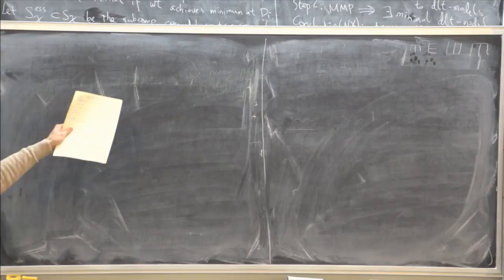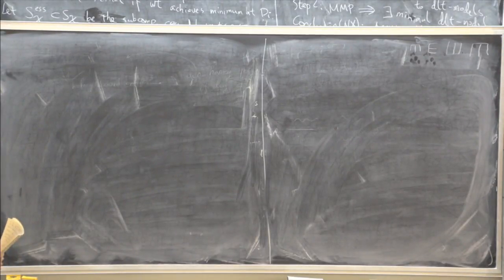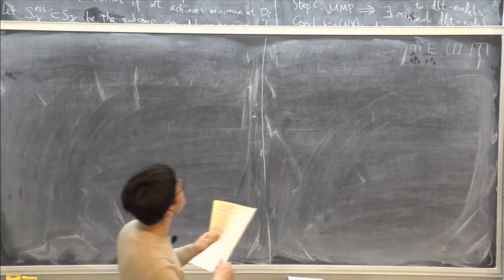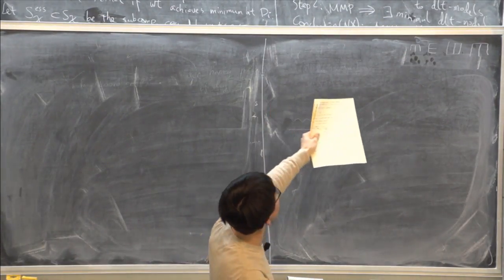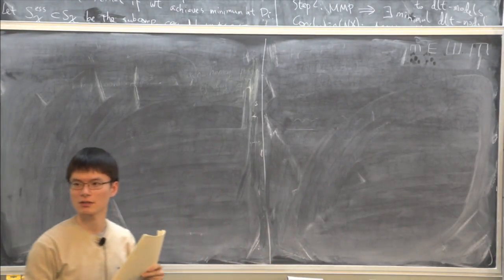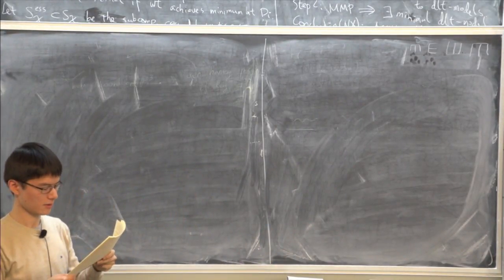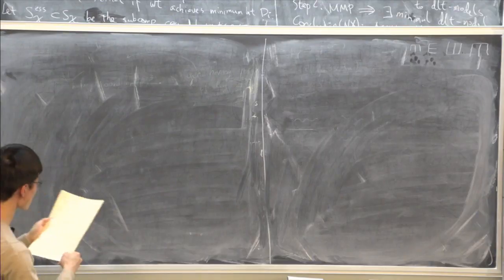Yeah, maybe let me finish the conclusion. It's just the conclusion. MMP implies existence of a minimal DLT model. Conclusion.